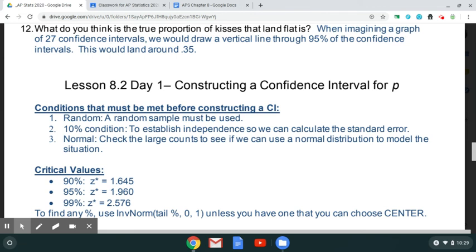So this 1.645 is how many standard deviations away from the mean on either side. So we want to make sure that we know there's really 2 values, a positive and a negative. We just want to use the positive one. And we're going to now call these critical values Z star. And again, those are 3 very common ones that you will see.